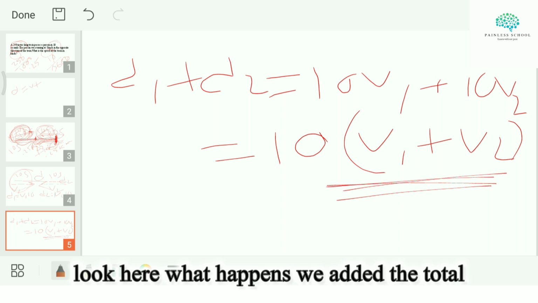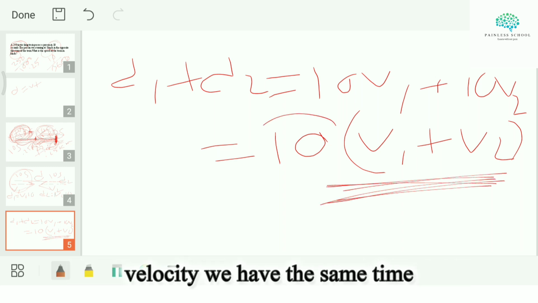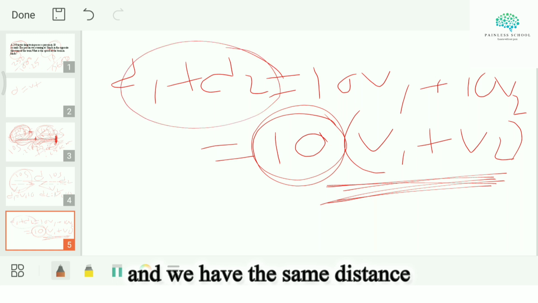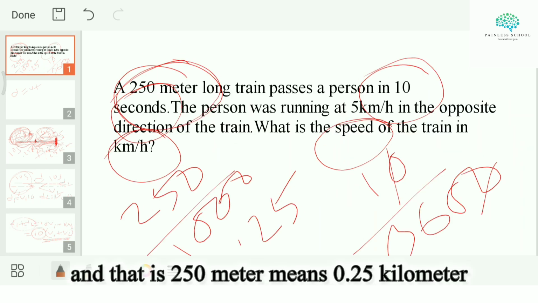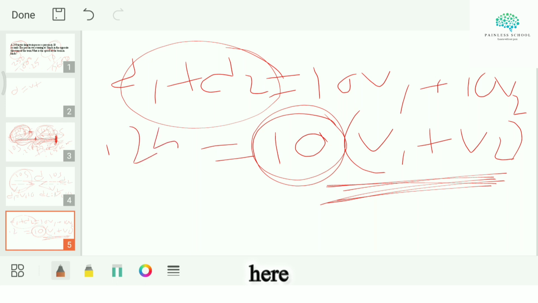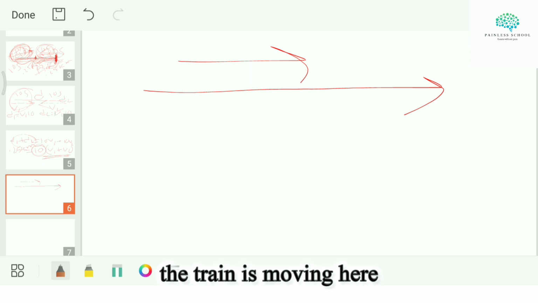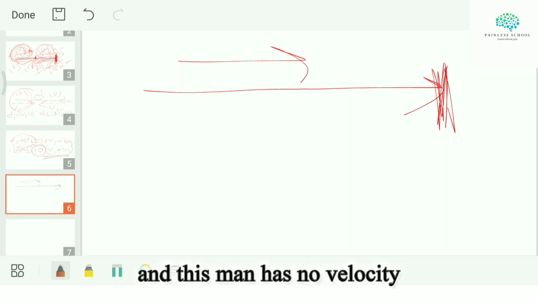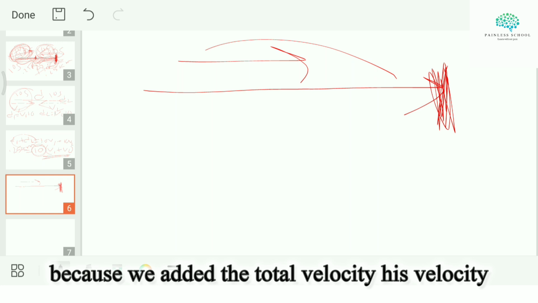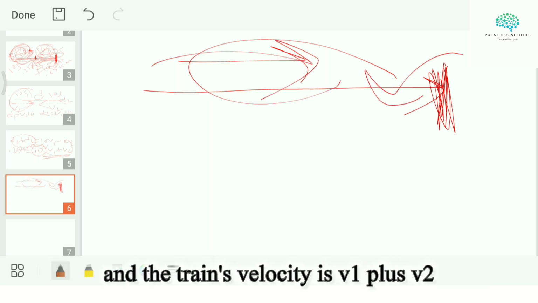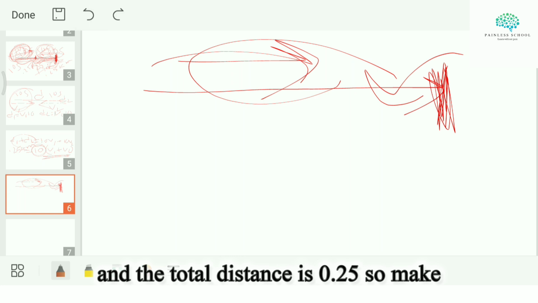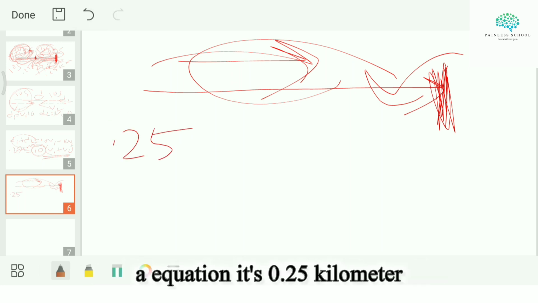Look here what happens. We added the total velocity. We have the same time and we have the same distance, and that is 250 meters, means 0.25 kilometer here. Okay, so now it makes sense. So we assumed the train is moving here, and this man has no velocity because we added the total velocity, his velocity and the train's velocity is v1 plus v2, and the total distance is 0.25. So make an equation, it's 0.25 kilometer.